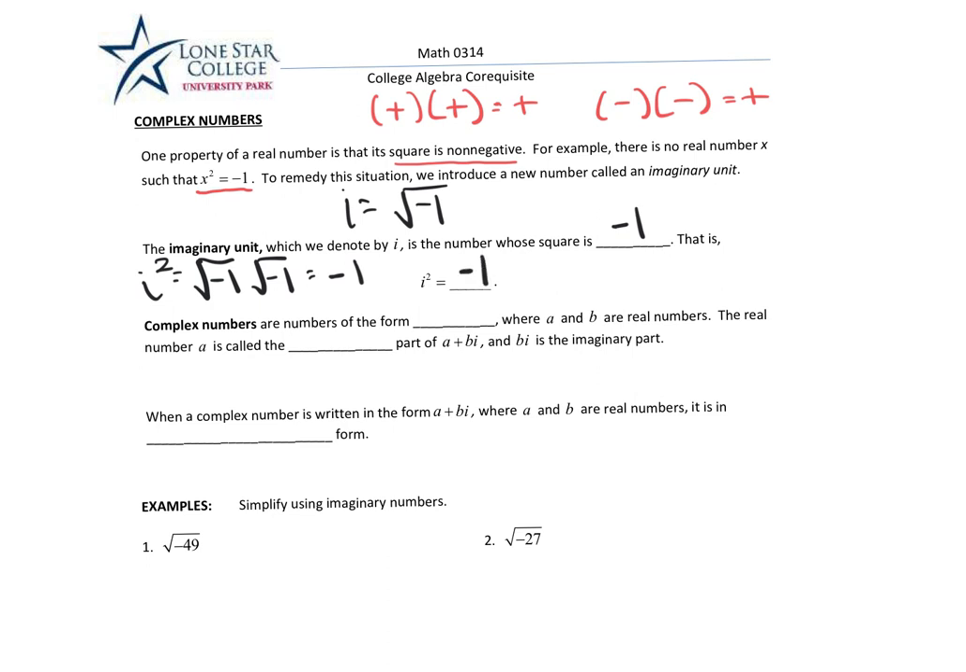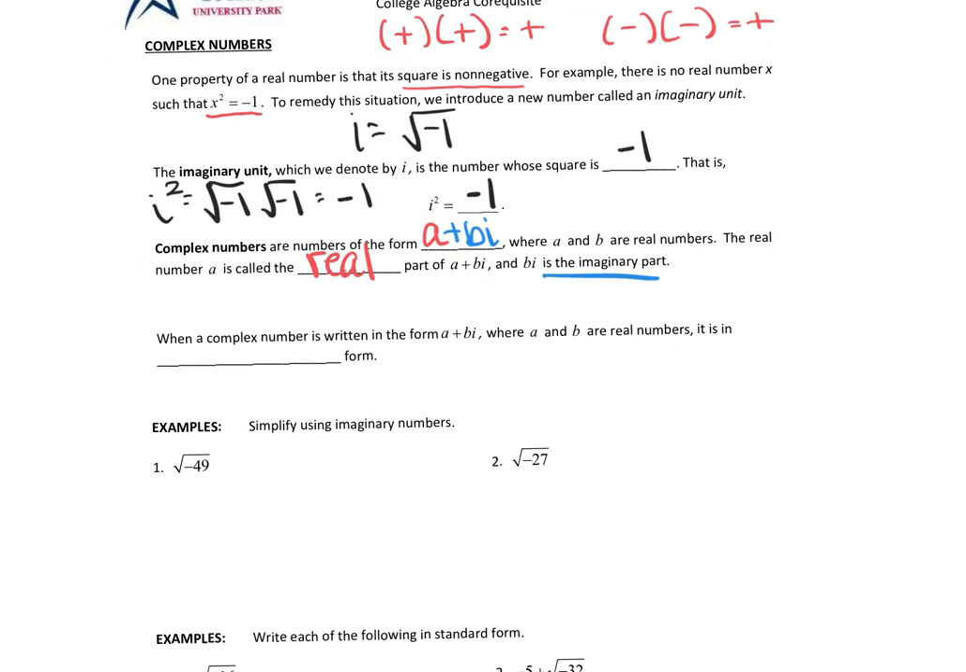So we're going to talk about these things that we call complex numbers. And these numbers are always written in the form a plus bi, where a and b are real numbers. So they're always going to be real numbers, and i is the imaginary unit. The real number part of this expression, a, is called the real part. And the bi is the imaginary part. And when we have it written in this form, it's normally called complex form.